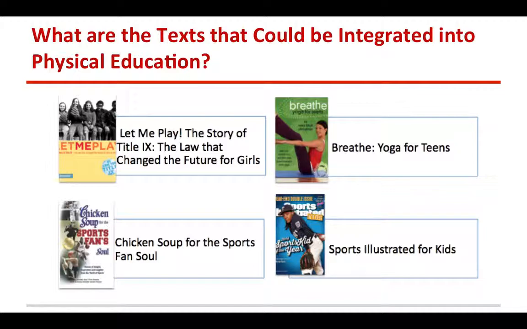The Yoga for Teens text could be used as an instructional manual. The teacher could assess students' listening comprehension by reading the directions to students during yoga. Chicken Soup for the Sports Fan's Soul is a collection of short stories which can be paired with a sport or game the class is learning about. And the Sports Illustrated magazine is a great resource with up-to-date information about sports and health for adolescents.